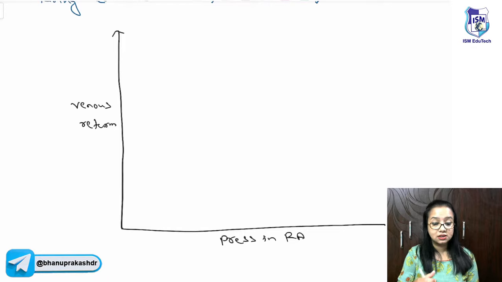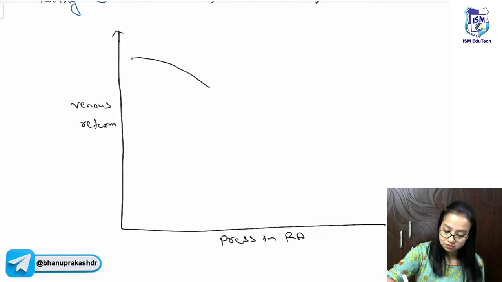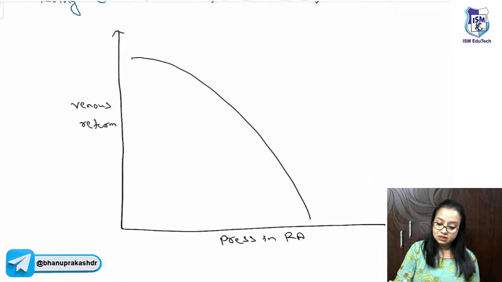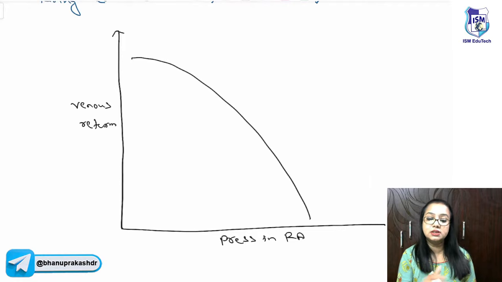The Frank-Starling curve, or Starling curve, is only of the left heart. This one is only for the right heart. Here, the curve looks something like this. So what does it designate? It designates that when the pressure in the right atrium is more, the venous return increases. Whenever the pressure is less, the venous return tends to decrease.